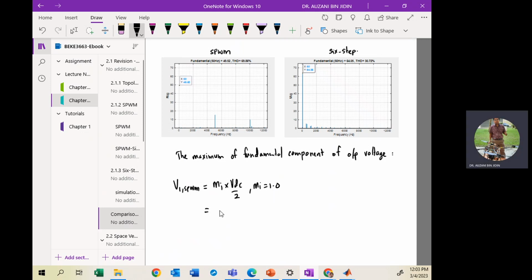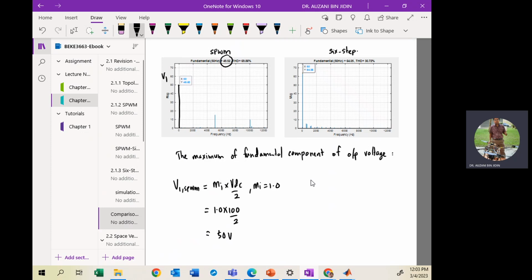So then from here, 1 multiplied by 100 divided by 2. So then you get 50 volt. 50 volt here. Okay. So this is the waveform. So this is the component. The straight line. Here is the fundamental component, V1.